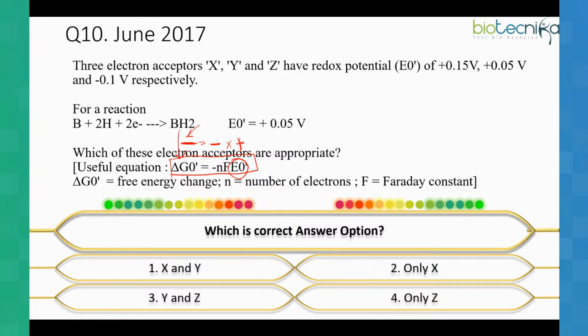Negative we will get, delta G has to be negative. It has to come negative, then only the reaction will be spontaneous. So then only that electron acceptor will be appropriate. Okay.